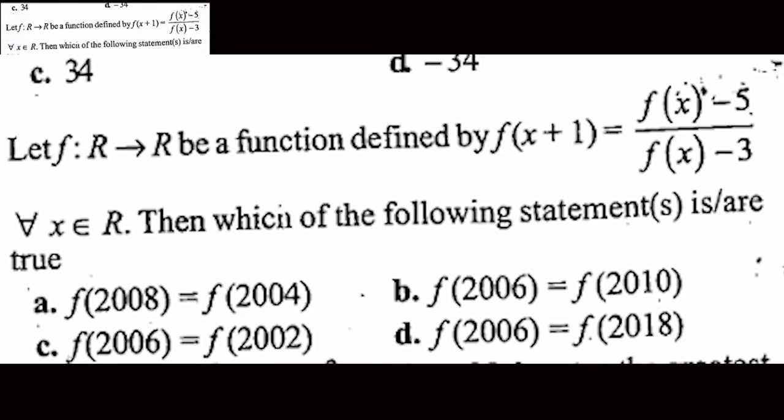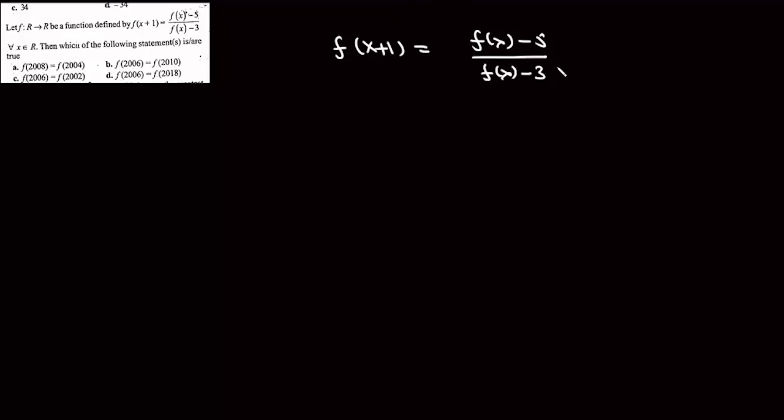Now the question is, we are given a function f defined from R to R, and it says f(x+1) = (f(x) - 5)/(f(x) - 3). Then which of the following statements is or are true? Now this one, it has to be a periodic function, otherwise it will be very difficult.